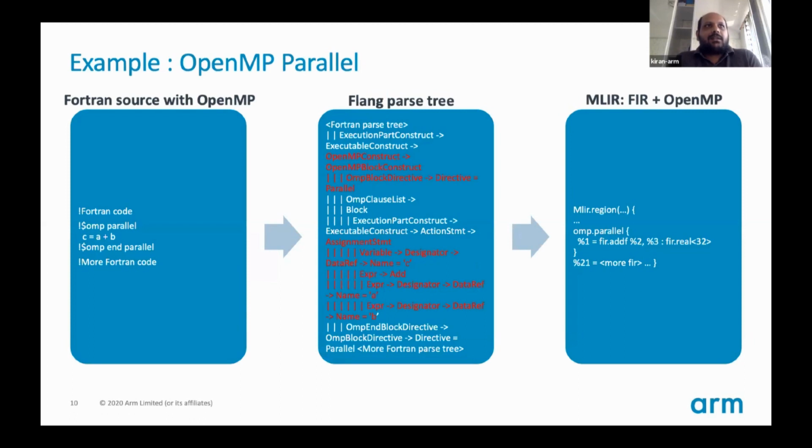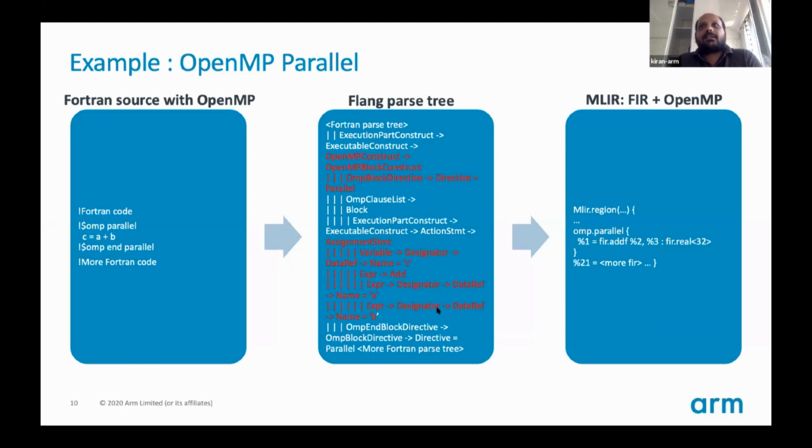So in this example, I depict various stages in the compilation flow. On the left-hand side, there's a simple Fortran program, which has an OpenMP parallel pragma, and the region inside that has an addition operation. In the middle, what we've shown is the Flang parse tree. I've highlighted in red the areas that we are interested in. There is an OpenMP construct, and the directive is called parallel. And inside the region, which is called a block, there is an assignment statement and an addition expression.